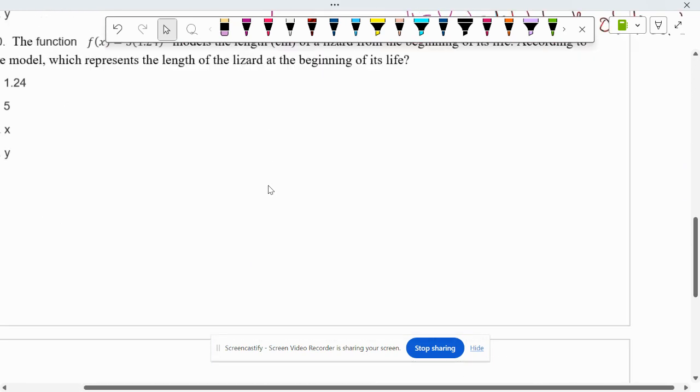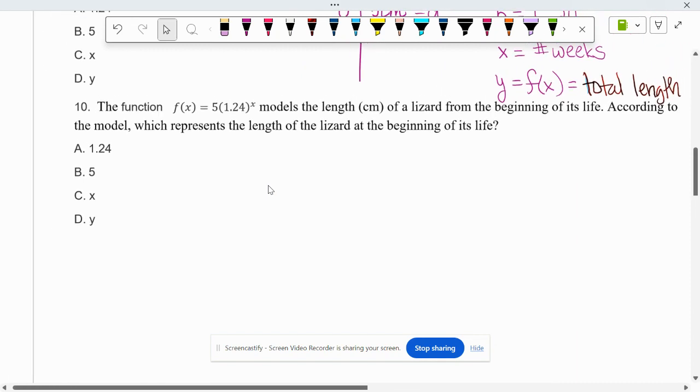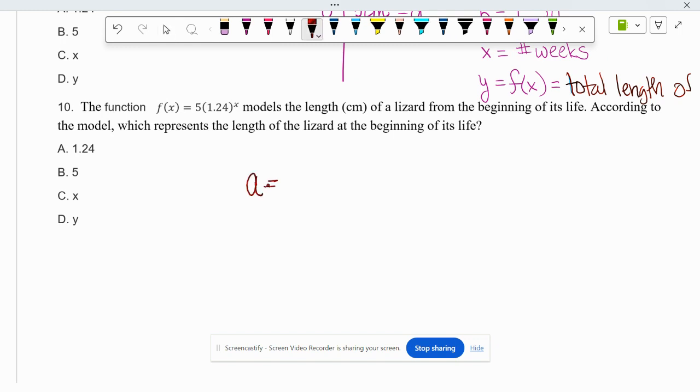Number 10 says the function f of x equals 5.124x models the length in centimeters of a lizard from the beginning of its life. According to the model, which represents the length of the lizard at the beginning of its life? Yeah, A equals 5. So that answer is 5.